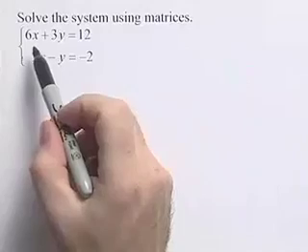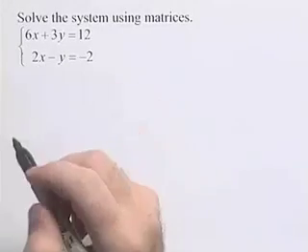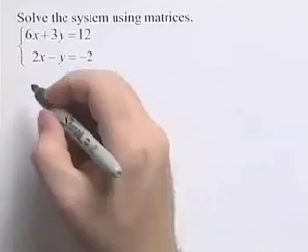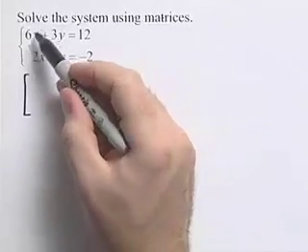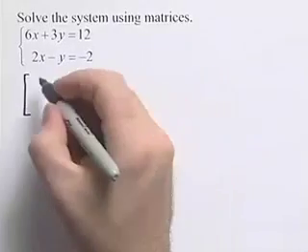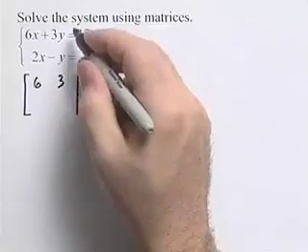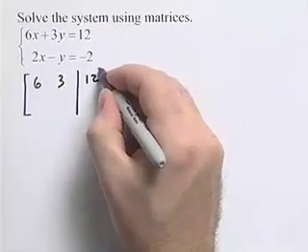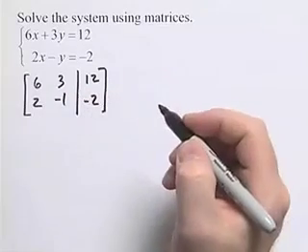For this next problem, we're going to solve a system of linear equations using matrices. Here we have our system, 6x plus 3y equals 12, and 2x minus y equals negative 2. We're going to begin by writing the augmented matrix for this system. Remember, the augmented matrix consists of the coefficients of the variables augmented with the constant on the right side. So we're going to write 6, 3, and our vertical line that represents our equal signs, 12. Then we have 2, negative 1, negative 2.